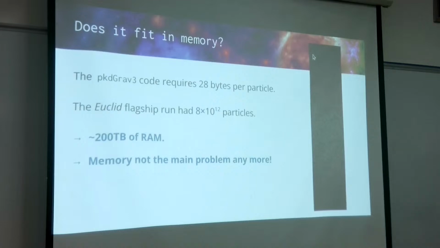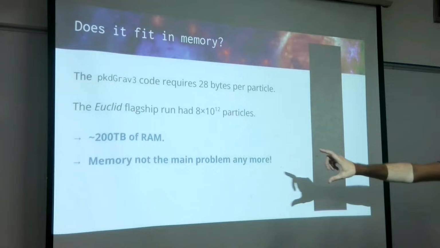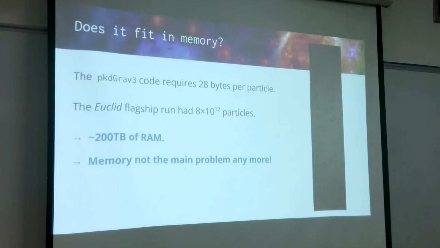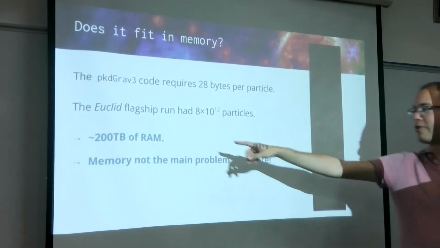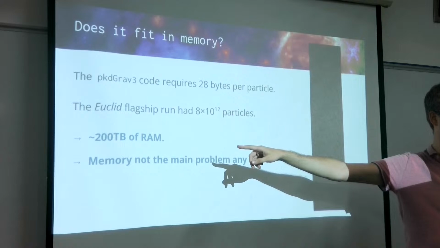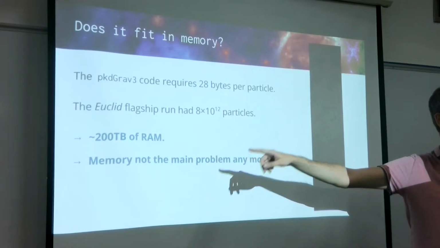Okay, now I mentioned before, it didn't fit in memory. So let's try whether, if we do this, we can now put this problem into a computer. I showed you this simulation before, the Euclid Flagship simulation, which had 8 times 10 to the 12 particles. Now, they use a very, very efficient code that only uses 28 bytes, so that's about 7 numbers per particle. And that means I only need 200 terabytes of RAM. That is a lot, but it's not intractable.